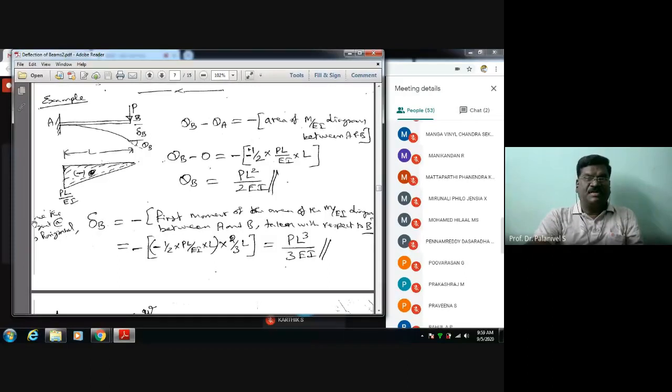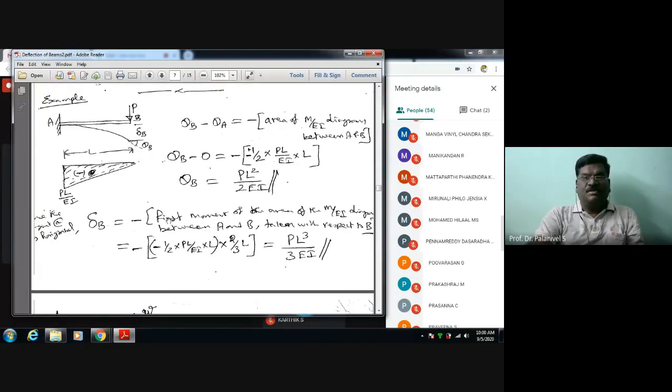So the vertical offset of the point B on the deflection curve from the tangent at A, del B, is equal to minus first moment of area of the M by EI diagram between A and B taken with respect to B. So we have got PLB by 3EI. From this discussion, you have understood very clearly how these theorems, the first moment area theorem and the second moment area theorem, are applied to determine the angular rotation as well as deflection at the required point on a beam.